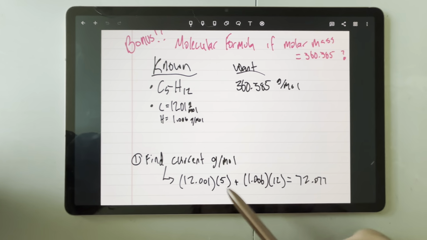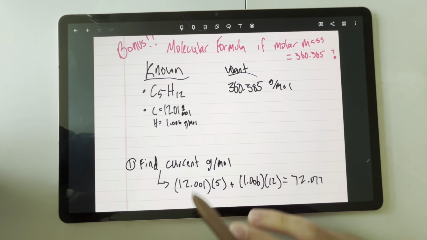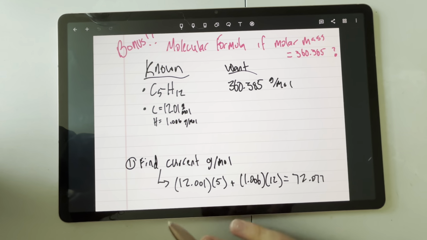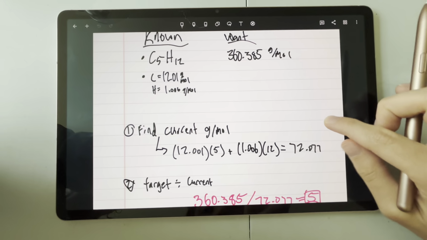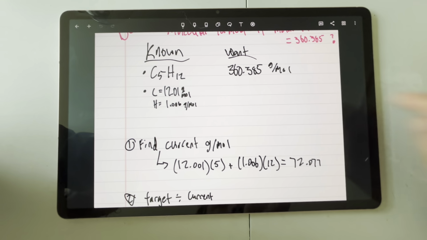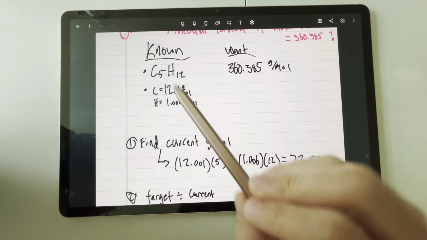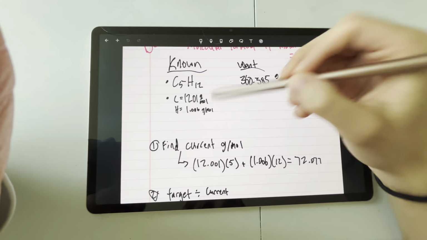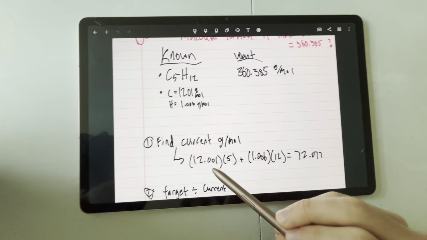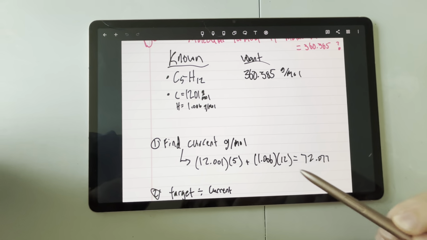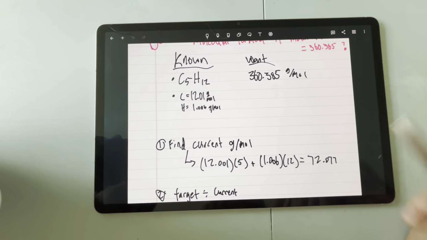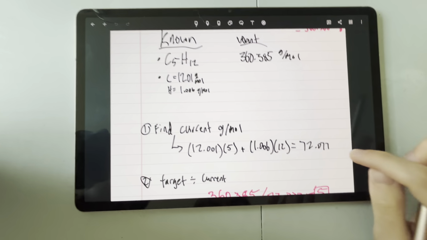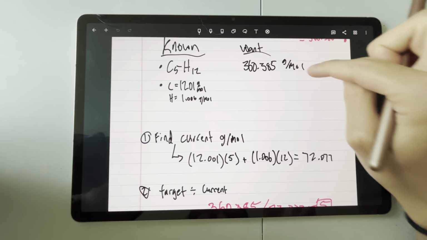Now here comes the most important step. If you know these few steps, this last part is not going to be that hard. You're going to find the current grams per mole. So we have C5. You just need to know what to put together. So if we put these two things together, C times 5, H times 12, we get this number. This number is our current. This number is our target.